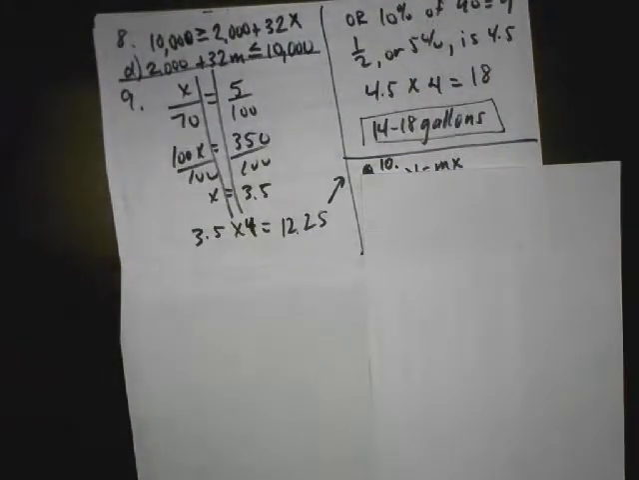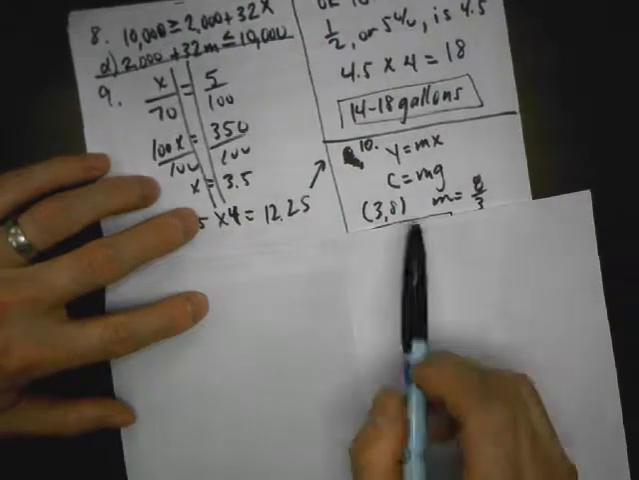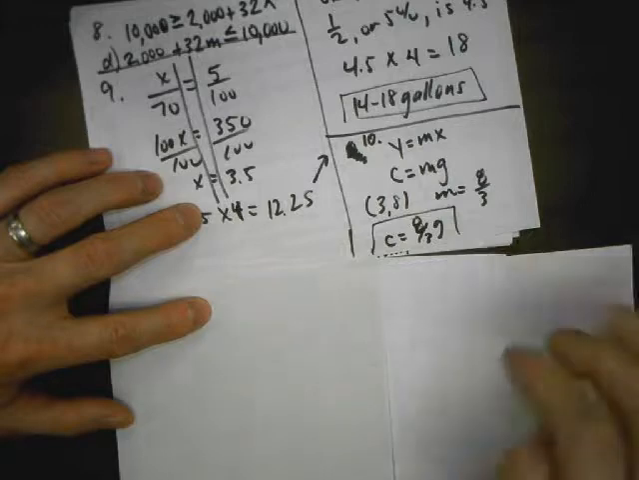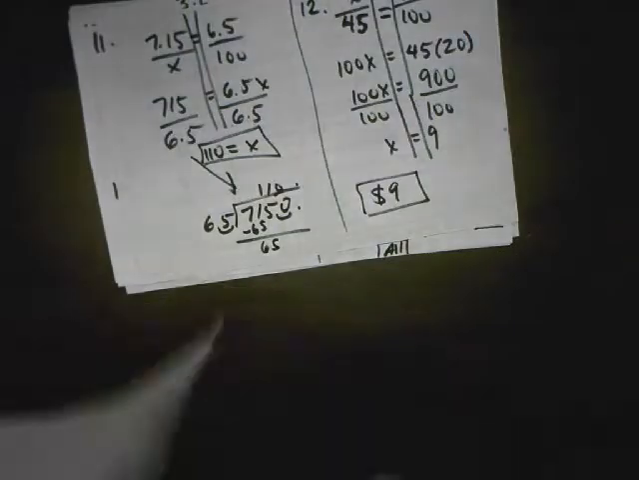Number 10 says, we're going to write a line. They said that cost is Y and gasoline is X. So what I do is I take the point they give me and I put Y over X. There's my equation. That's my Y, that's my X. Done.